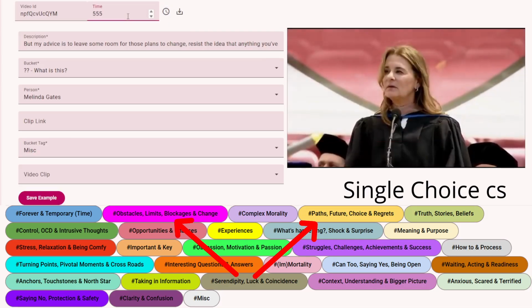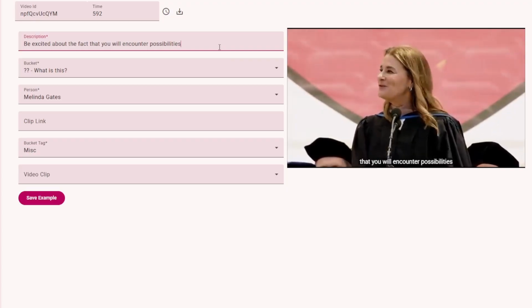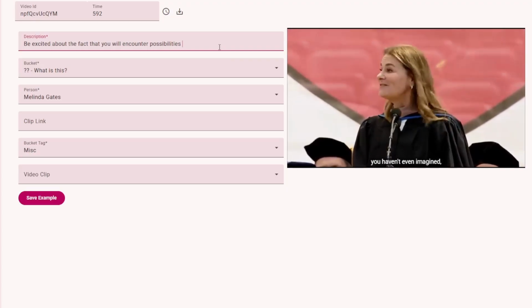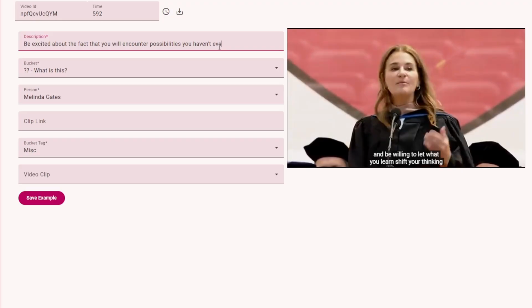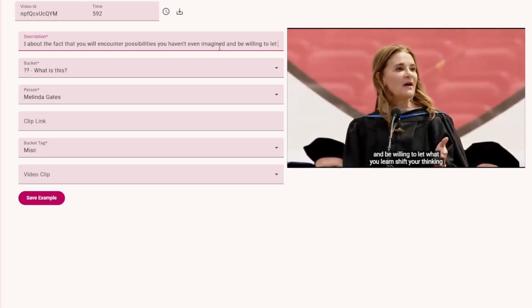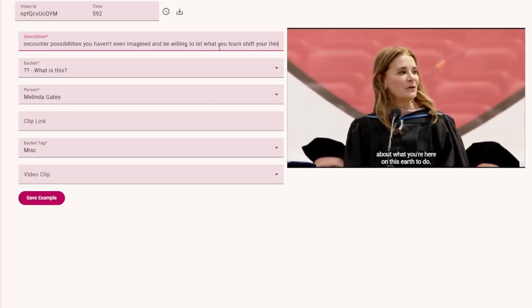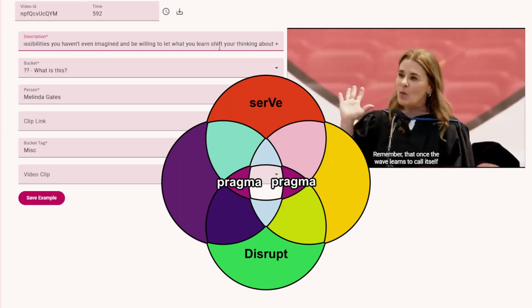Locked and path are more very strong choice words. Be excited about the fact that you will encounter possibilities you haven't even imagined. And be willing to let what you learn shift your thinking about what you're here on this earth to do. Possibilities is of course more single choice. I don't know about shift your thinking.